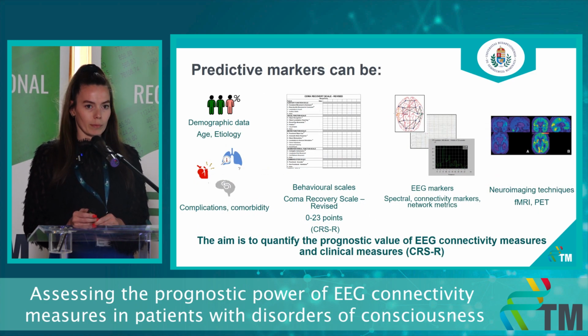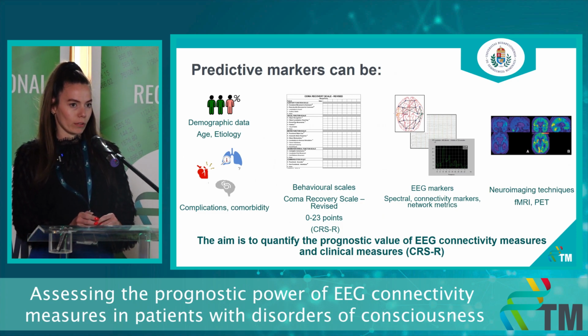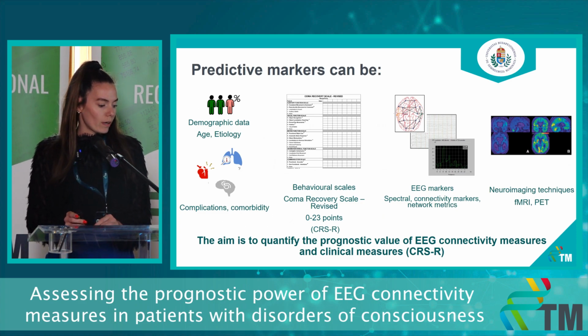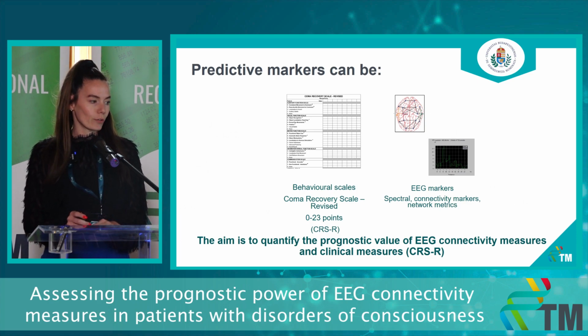So what can be predictive markers in these patient populations? We can use demographic data such as age, etiology, comorbidity. There are some behavioral scales such as the Coma Recovery Scale-Revised. We could use EEG markers, spectral and connectivity markers, and also neuroimaging techniques. Our aim was to quantify and compare the prognostic value of the EEG connectivity measures and the always used behavioral scale, which is the Coma Recovery Scale-Revised.